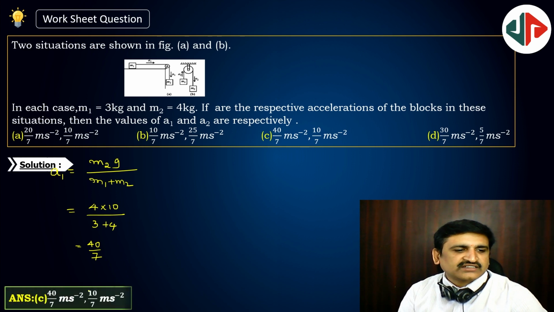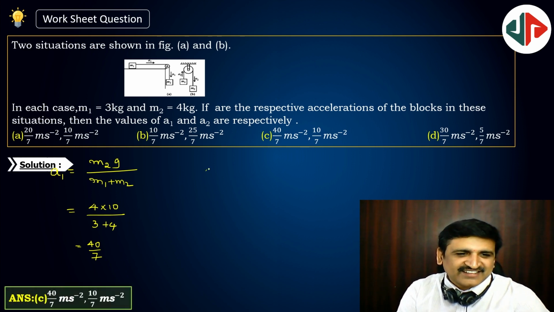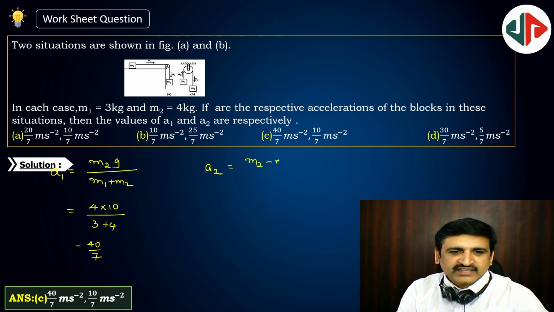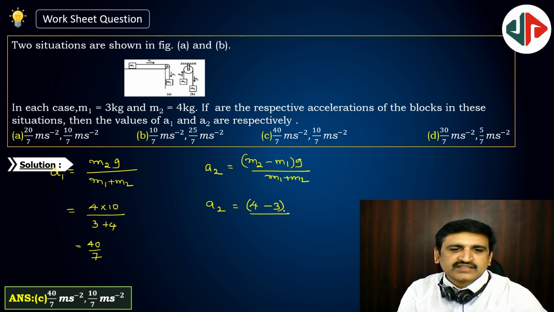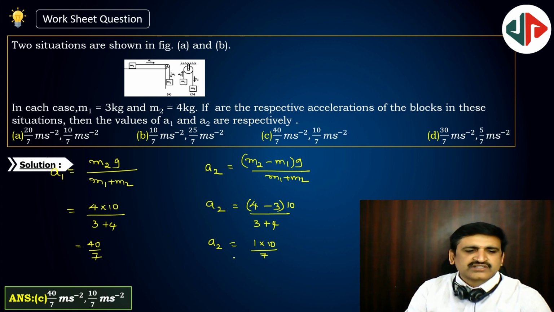Let me check. Yeah, but we have to do the other one also. A2 is equal to acceleration, m2 minus m1 into g, by m1 plus m2. So A2 is equal to m2 4 minus 3 into g by m1 plus m2, 3 plus 4. So A2 is equal to 1 into 10 by 7. So 10 by 7, correct. Yes, C option, and the respective units are meter per second square. Okay, next.